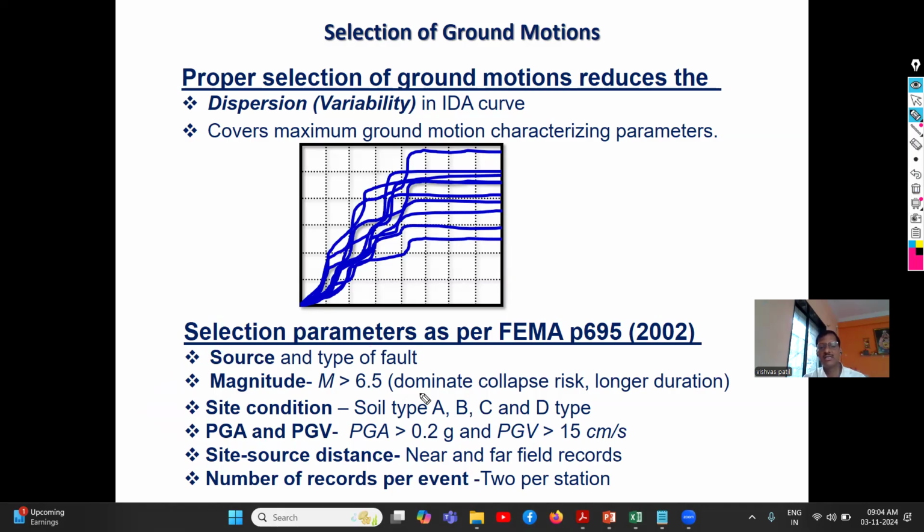Again, here the user must be very thorough about the selection of the ground motion, because whatever type of ground motions we select to run the analysis, accordingly, as per our selected ground motion, we get this type of curve, that is the IDA curve. And this is how we are predicting the capacity of the structure. So the capacity of the structure depends on the input, what type of ground motions we have selected.